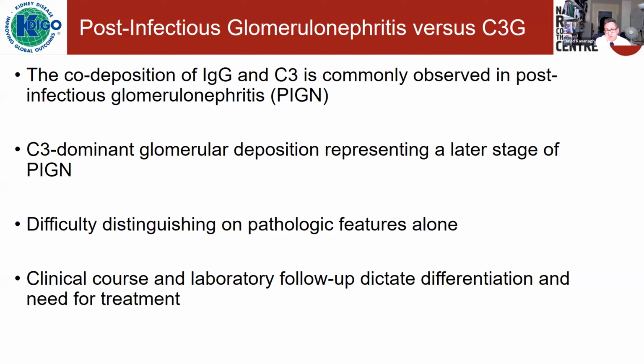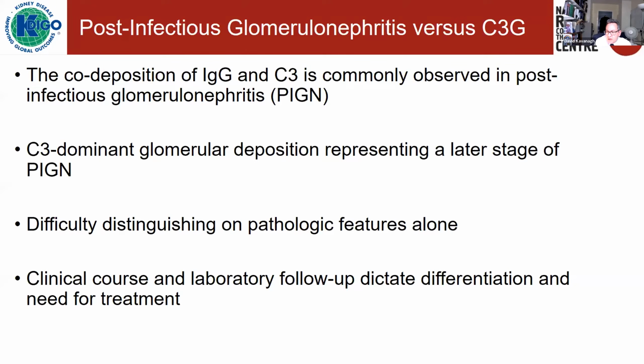One of the problems with a biopsy diagnosis is that, at least initially, you get co-deposition of IgG and C3 in patients with post-infectious glomerulonephritis. However, later on, you can get a C3 dominant type disease, and that might be seen late in a post-infectious glomerulonephritis. Therefore, pathologically, you can't really distinguish between these two entities, and the definition is largely clinical.